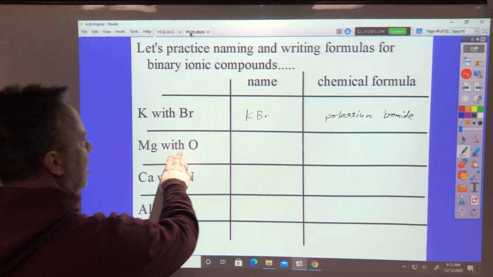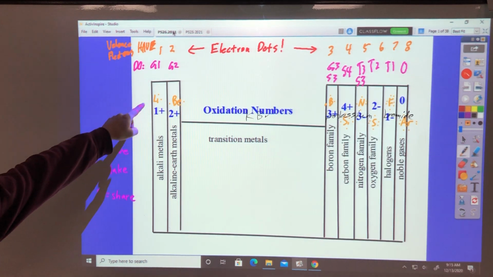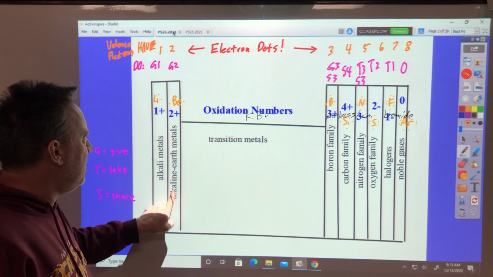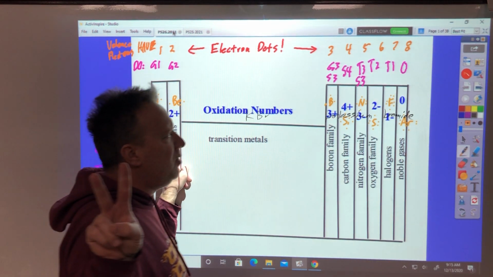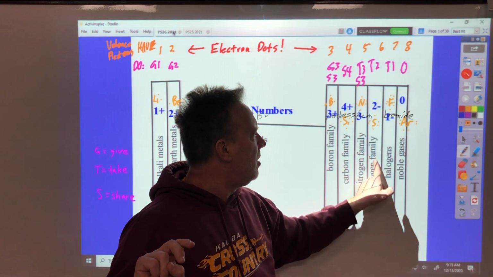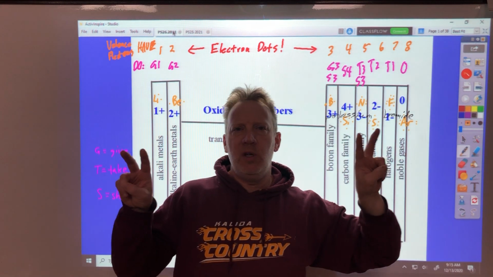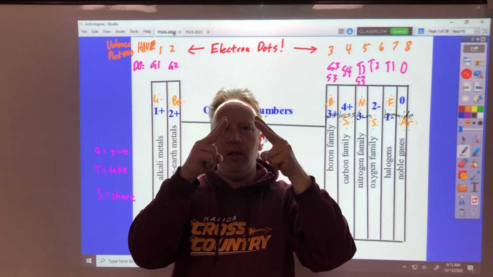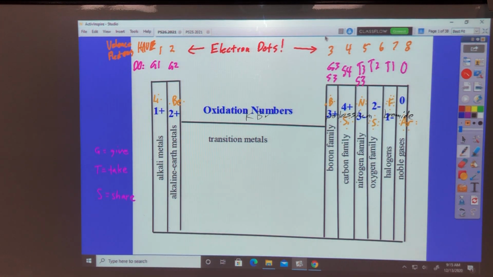Okay, Mg with O. Mg is over here in this column. It's magnesium. Oxidation number 2 positive gives 2 valence electrons away. O is over here. Oxygen. Oxidation number is 2 minus, which means it takes 2 electrons. This is a match. So I just have one of each.